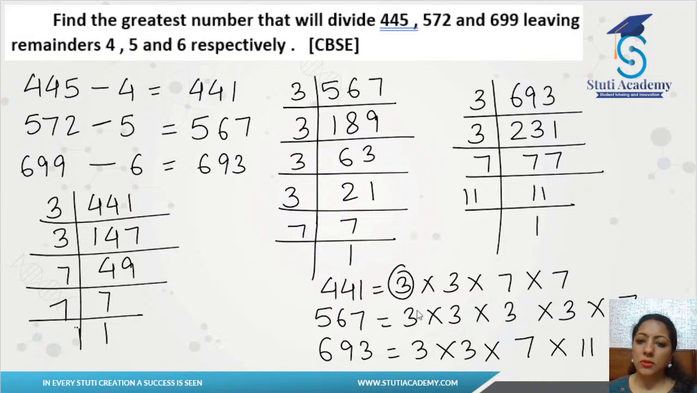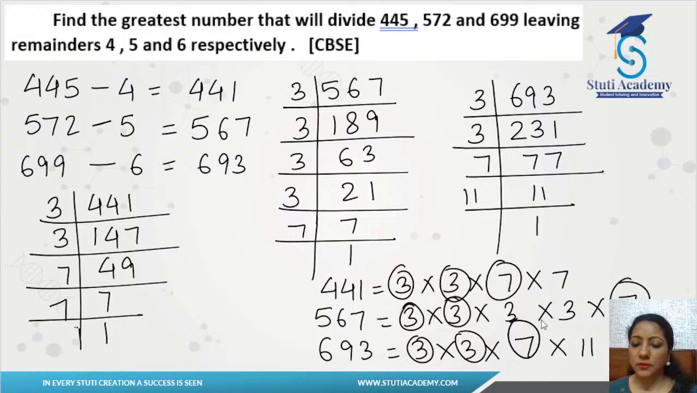Now we can see that 3 is a common factor here. Then we have another 3 also. That means we have 2 3s here. And then we have 1 7. Anything else? No. We have 7 here, but we don't have any other 7 in these two. We have 2 3s, but we don't have any other 3s. We have 11, but there are no 11s. So the common factors here, we have 3. Again, we have 1 more 3 and then 7.